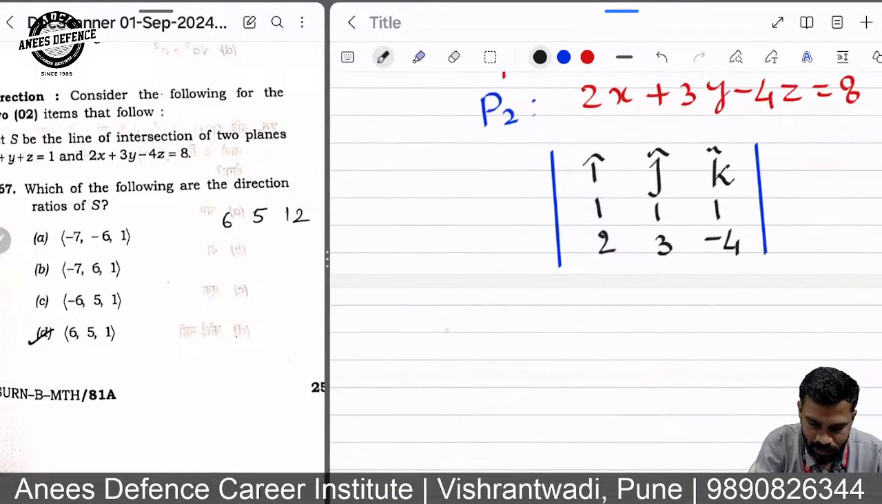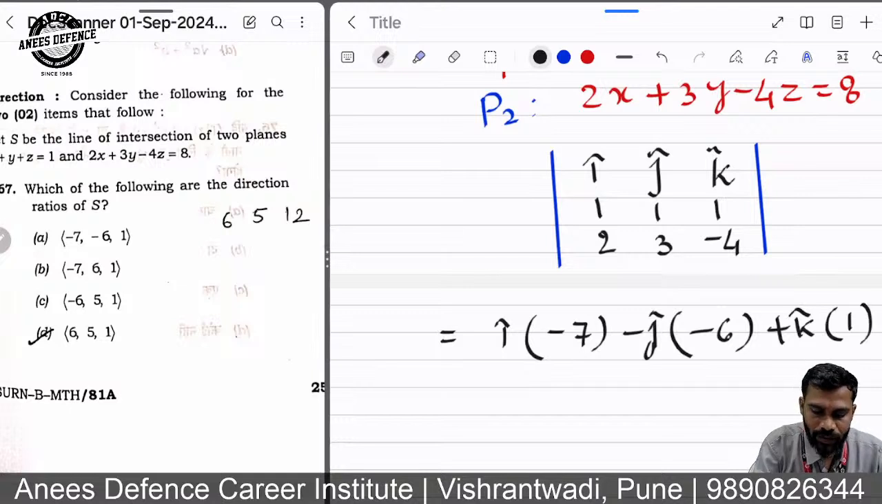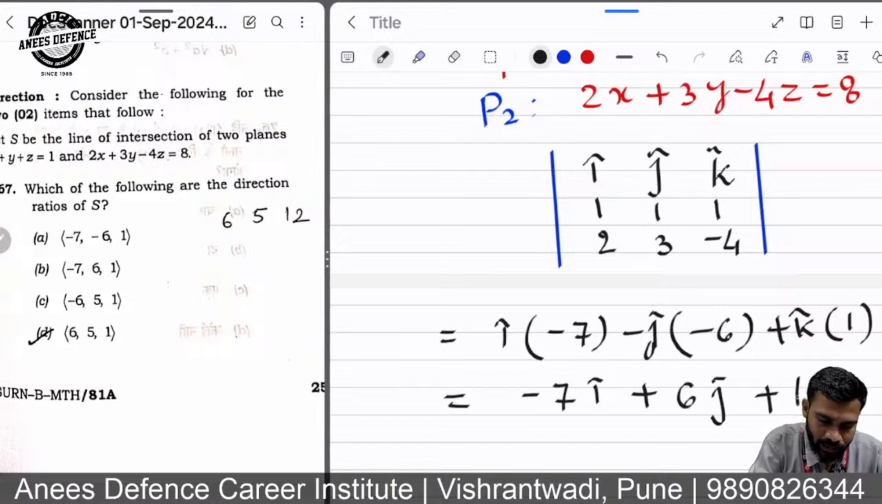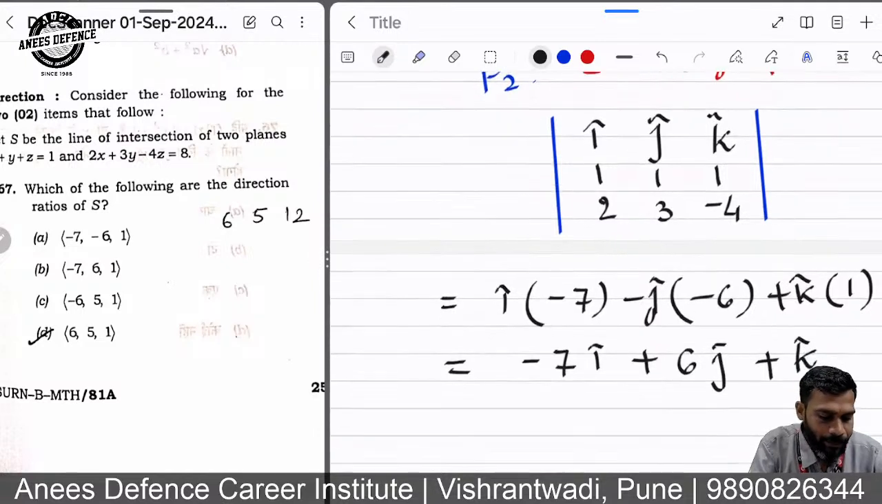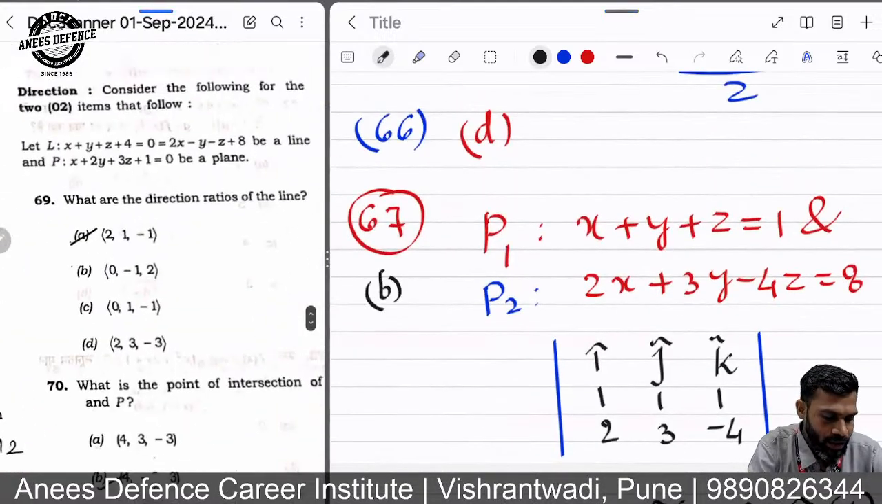If you simplify this, you will get i cap here, minus 4 minus 3, that will be minus 7, minus j. Here we will be having minus 4 minus 2, minus 6, and plus k cap. Here we will be having 3 minus 2, that is 1. So that is minus 7 i plus 6j plus k. So the direction ratios will be minus 7, 6, 1. B would be the right answer. Okay, now 68.